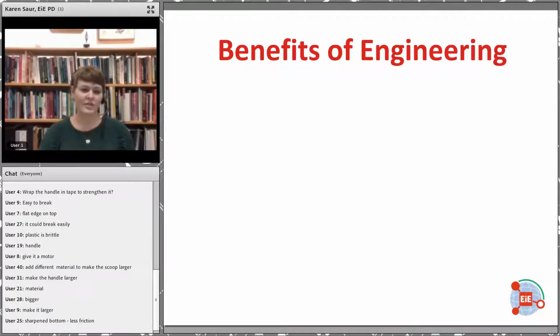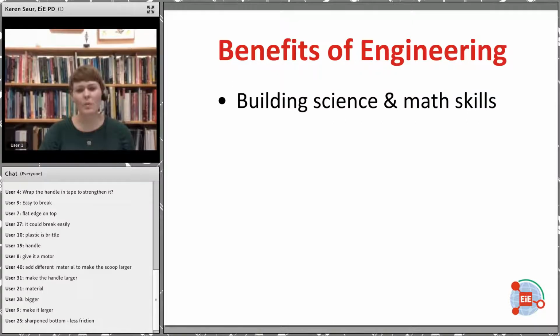Some additional benefits of engineering are they help to build your science and math skills. How many times do you hear your students say, why do I need to learn this? Or when you ask them to do science in math class or math in science class, they'll tell you, no, we can't do that. That's a different class. So engineering is an opportunity to bridge those two subjects and to also pull in some of the other subjects as well, to give the kids a chance to actually apply what they're learning.